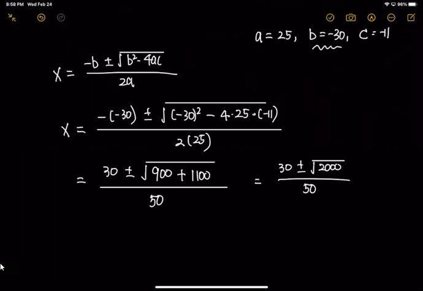Okay, how do we simplify it? Square root of 2000 equals to what?